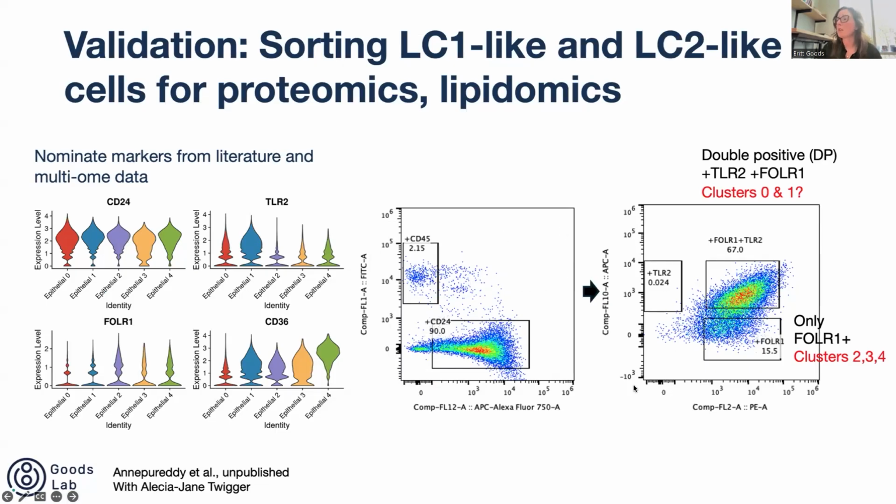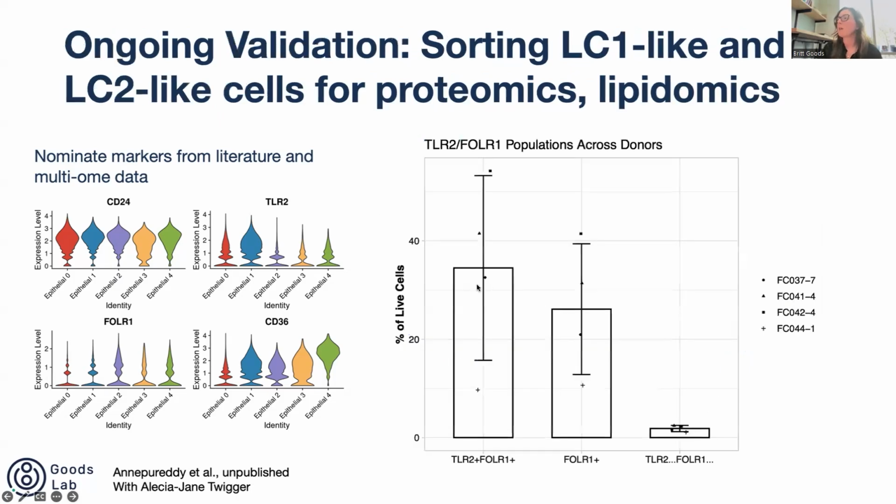And so here I'm showing example flow plots of some of the data that Lassia is generating where we're actually pulling out different populations. We can see that we can pull out these populations mostly marked by TLR2 and folate receptor, where we're now trying to determine if these are good markers for our LC1s and our LC2s.